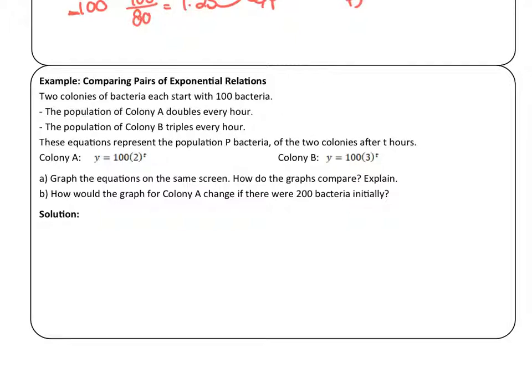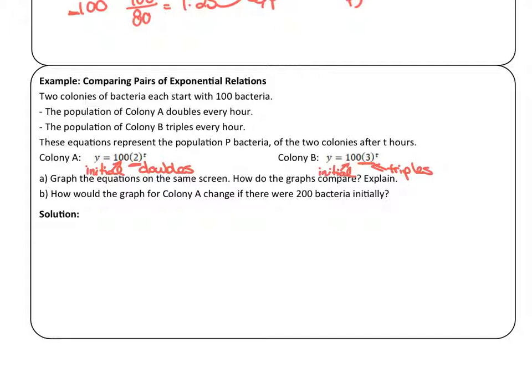So I'm just going to look at it. This one, notice that it has a 2 there. And this one has a 3 there. This is the doubles. So anytime you see doubles, it's going to have a 2 there. And this is our initial. And same here. This is the initial value, and then it's got a 3 there because it triples. Graph the equations on the same screen. How do the graphs compare and explain? How would the graph for colony A change if there were 200 bacteria initially?